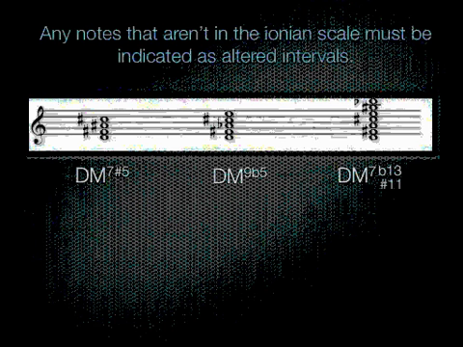Again, any notes that are not in the scale must be indicated as altered intervals. So in the first one here, the D, F sharp, and C sharp are all pitches from the D Ionian scale, but the A sharp is not. So the A sharp has to be indicated as a sharp 5. D major 7, sharp 5.